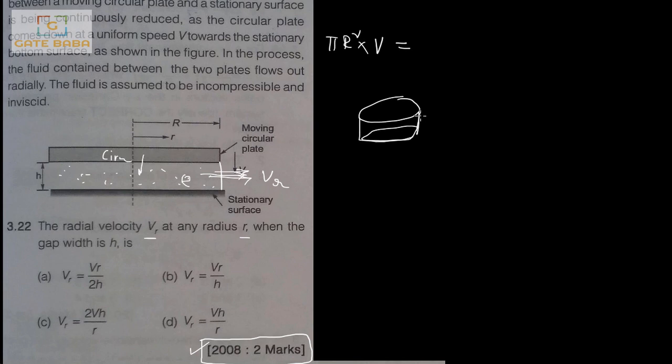Okay, this is the surface area. In this surface area, the fluid is going out. So what is the surface area? It is the circle perimeter, 2 pi r, multiplied by the height h. That will give you the circumferential surface area.